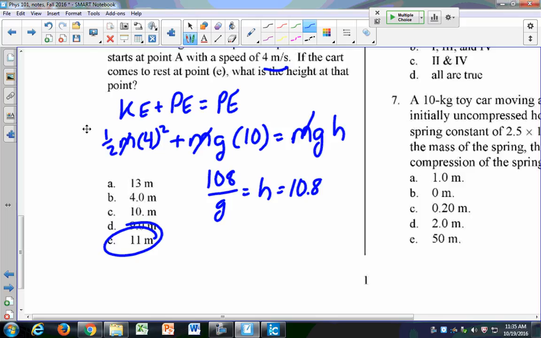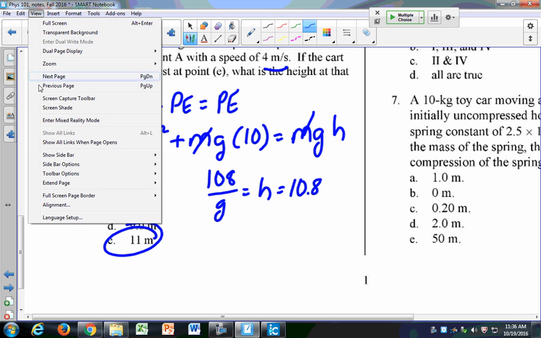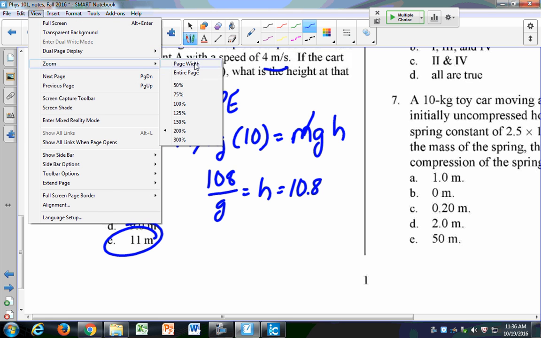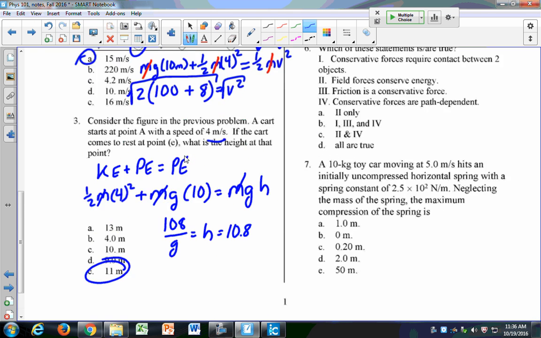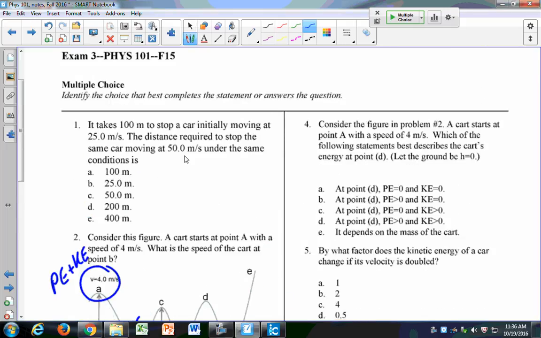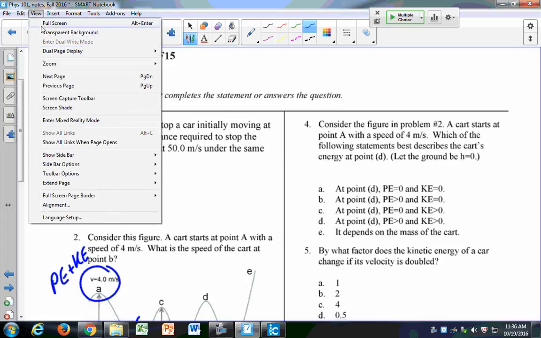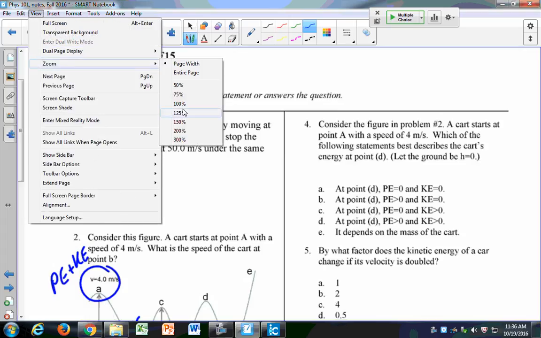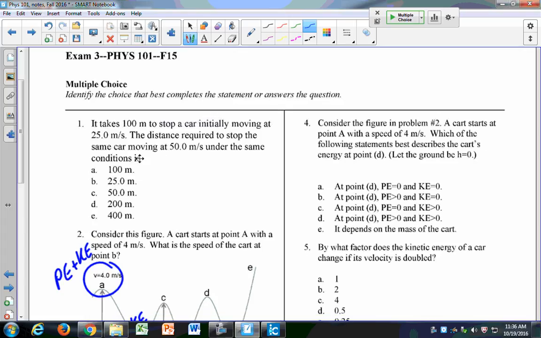All right, let's do one more and then we'll wrap it up. Y'all good on these? Let's look at a different type. Let's try number 1. Something that you should know how to do, but we haven't done it explicitly.